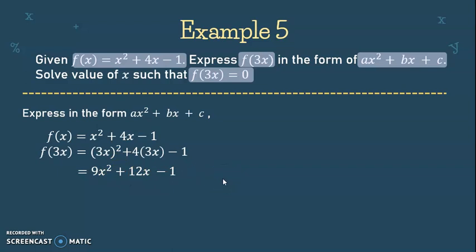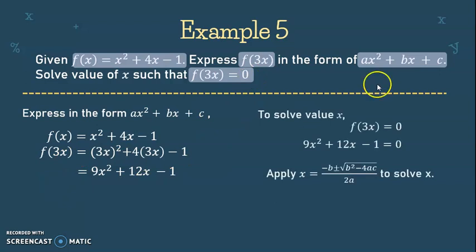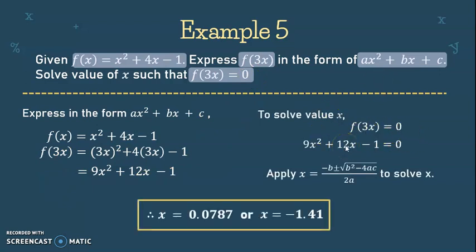Okay, so next, solve the value of x such that this function is equal to 0. So once it's equal to 0, you'll get this equation, correct? So now you have to recap your quadratic equation and how to solve it. In this case, I'm using the formula x is equal to minus b plus or minus square root of b squared minus 4ac, divided by 2a.